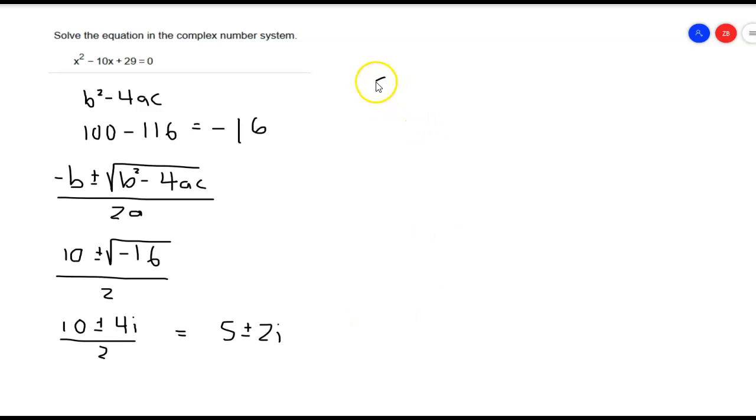So we have the first solution as 5 plus 2i, and the second solution is 5 minus 2i. And one thing, if you keep going in math, you'll find that whenever we have imaginary solutions in any polynomial, not just second-degree polynomials, they come in these nice conjugate pairs for us. And that means that you're going to have a number plus a number, and then the same number minus that same number.